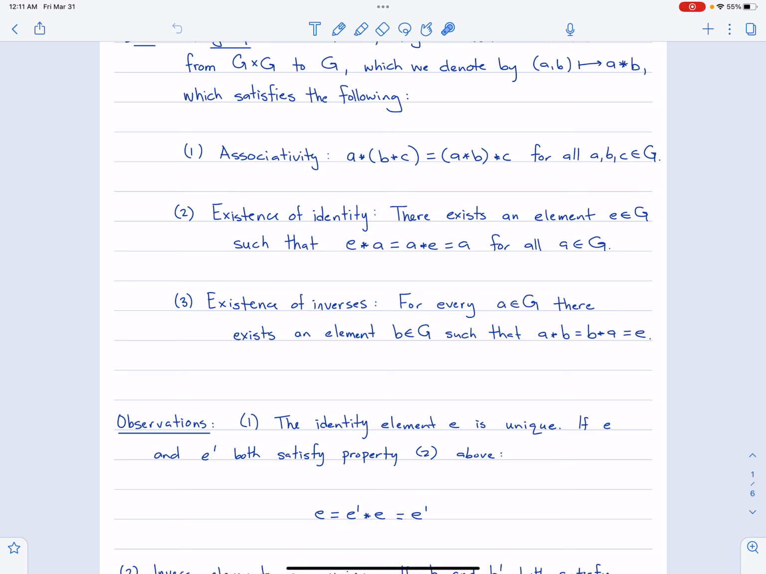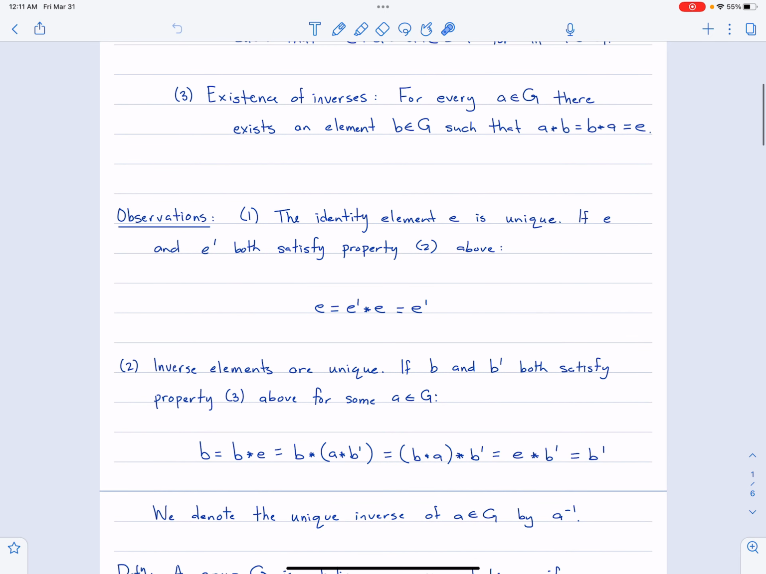So either way I look at it, if these are both identity elements, on the one hand, this times this should give me this, and on the other hand, this times this should give me this. So that tells me that these two E things actually have to be the same. And so there's really only one identity in each group. Okay?